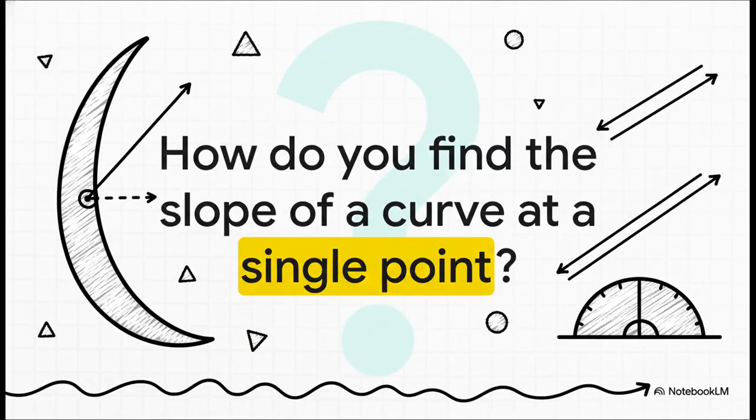So, it all kicks off with what sounds like a simple question. Think about it. Finding the slope of a straight line? That's easy, right? It's the same everywhere you look. But what about a curve? Its steepness is changing all the time. So how in the world do you nail down the slope at one single infinitesimally small point?